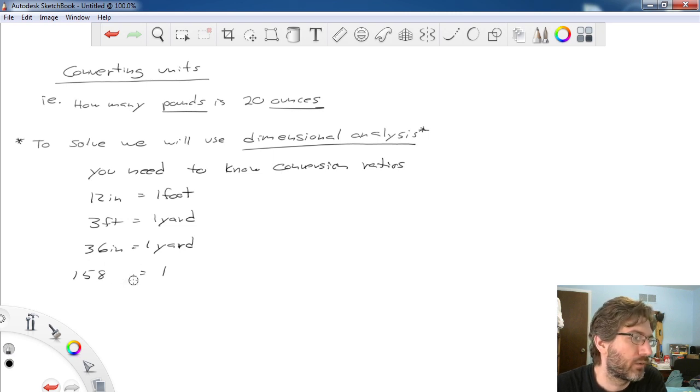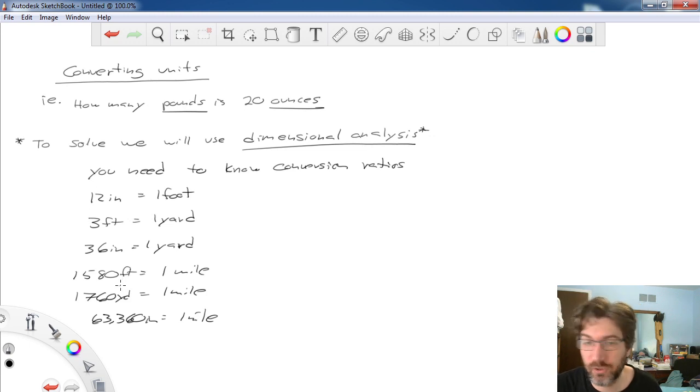5,280, not 82, 80 feet in 1 mile. There are 1,760 yards in 1 mile. There are 63,360 inches in 1 mile. You might know some of those, you might not. I mean, nobody knows this. Bottom line is, if you don't know it, it is referenced and you look it up.